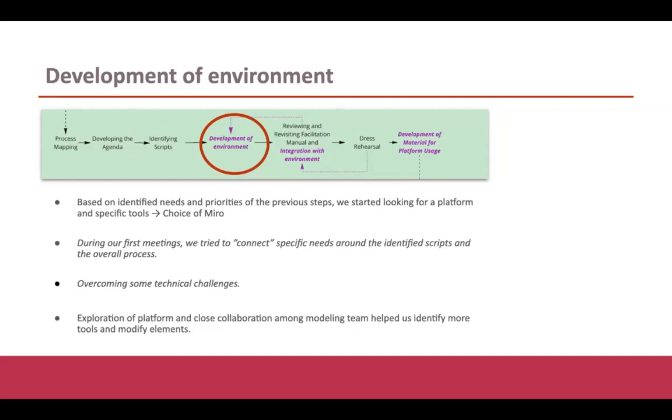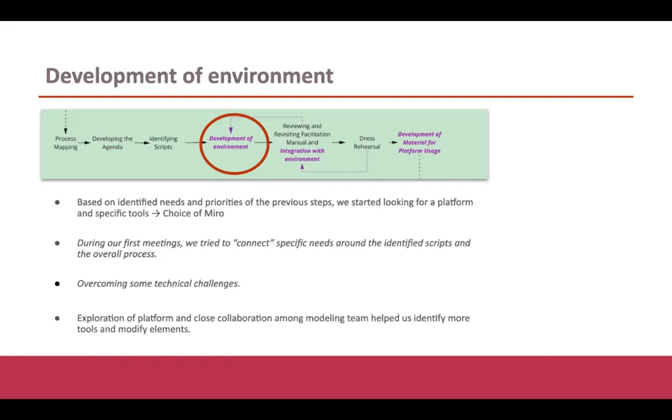Based on the needs and priorities identified in the previous stage, we started looking for a platform that could accommodate those requirements and the specific tools we could use. We chose Miro, and the team members in charge of the workshop design created a prototype board in Miro and shared it with the rest of the team to check the process. We went back and forth with Miro and the script, and again, we had several meetings to improve the process. We found and overcame some technical challenges, but I will talk more about this in the next slide.